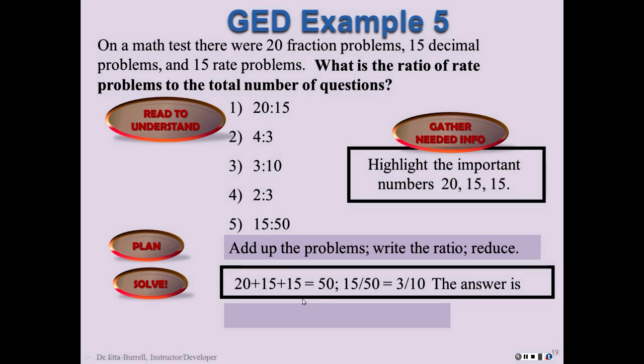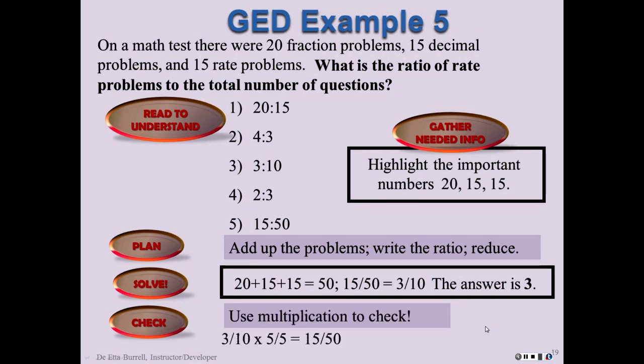No, but you can reduce the original, which was 15 to 50. 3 to 10, 3 is prime, so once you get a prime number, you know you're done. Yeah. Did you have a question, Alex? When you add them all together, you're going to get 50 questions. But only 15 of those 50 questions are rate problems. So your ratio is 15 to 50. Right. Okay? So the correct answer is number 3.